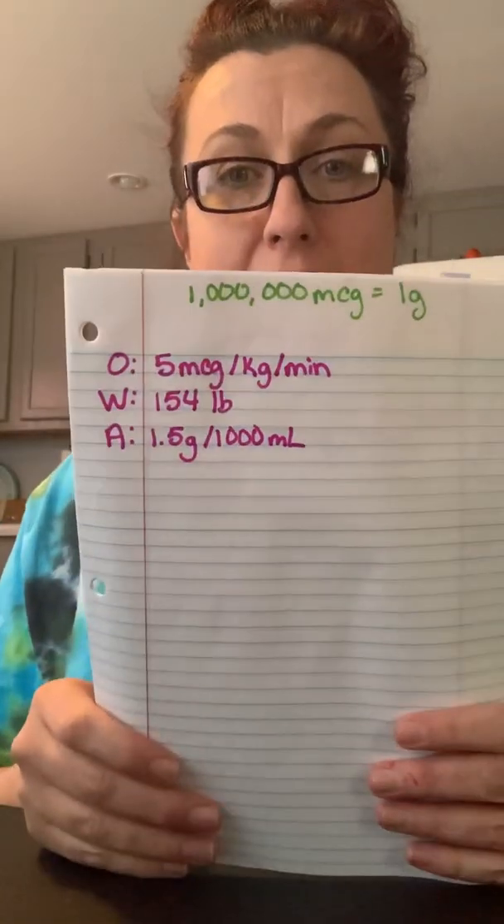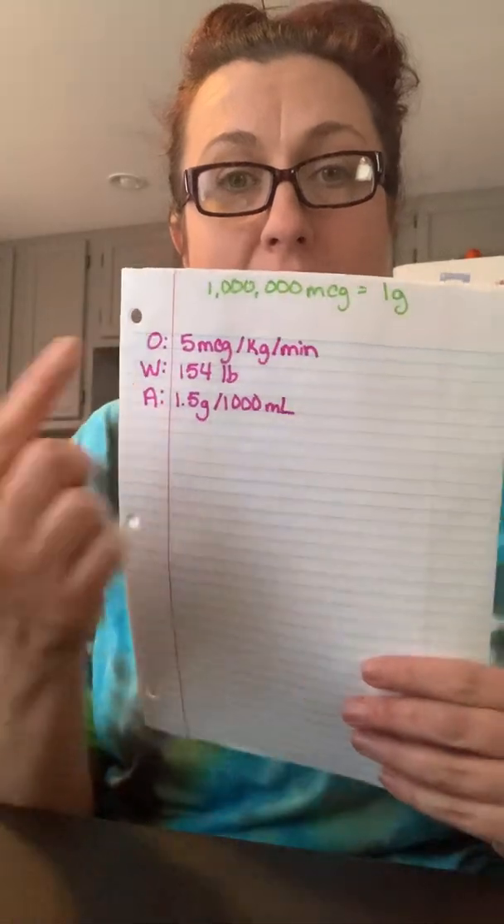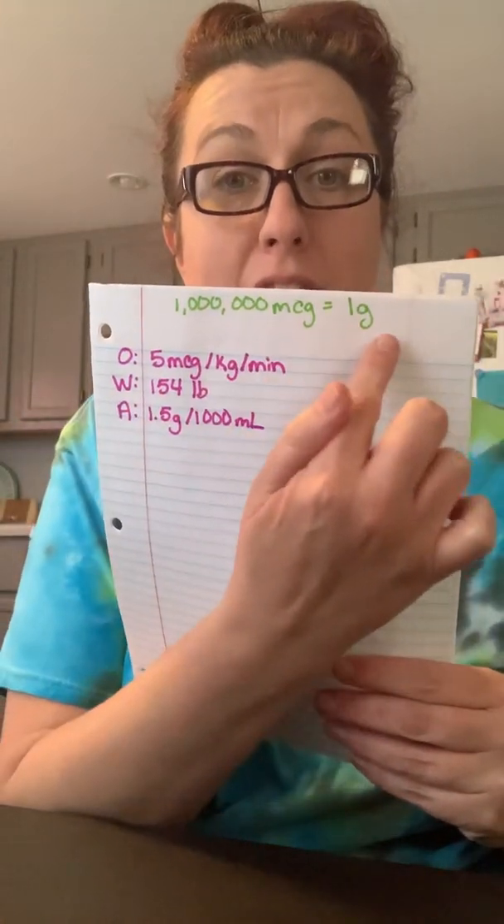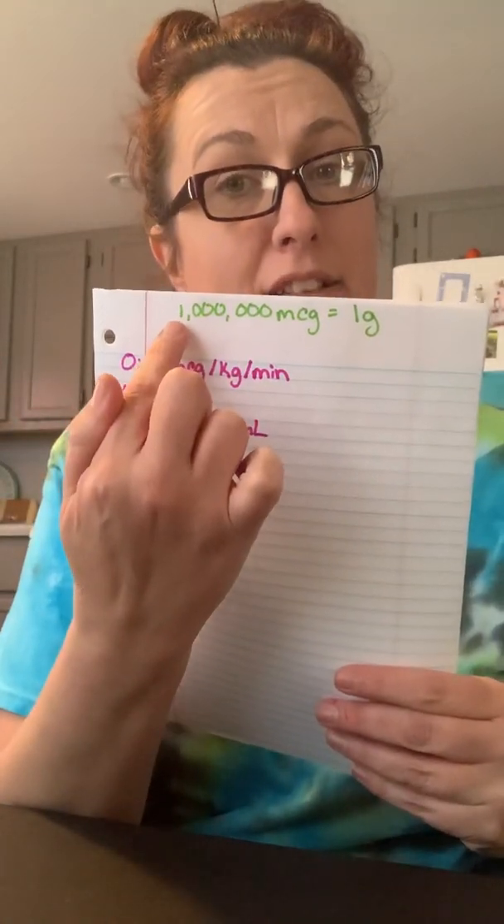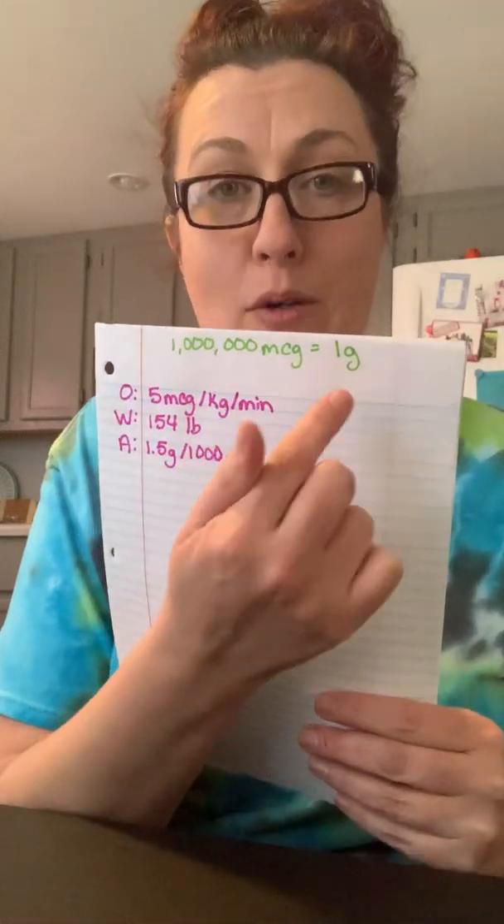So I'm going to work this a couple of ways. I'm going to show you everything that I have together, and then I'm going to show you the silly, easy way to do it. Just like anything, we're going to set it up with our OWA. I also have a piece of information up here that you need to know for this question, and it's 1 million micrograms equals 1 gram.